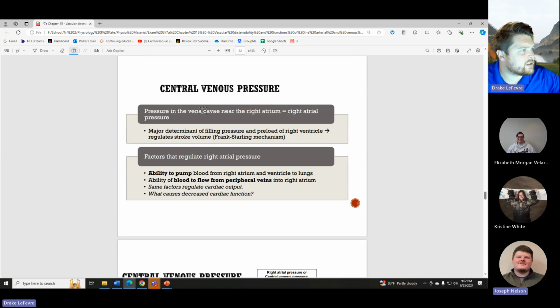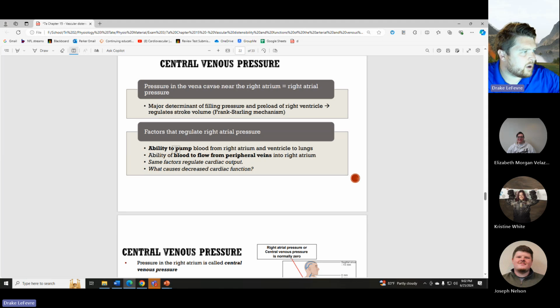Central venous pressure. Pressure in the vena cava near the right atrium equals the right atrial pressure. Factors that regulate the right atrial pressure. The ability to pump blood from the right atrium and ventricle to the lungs. Yeah, all of this kind of stuff.